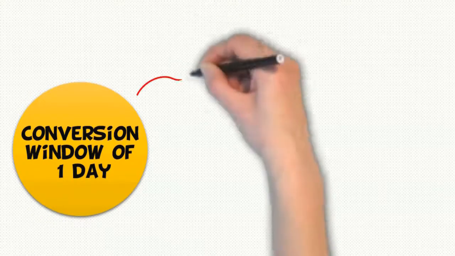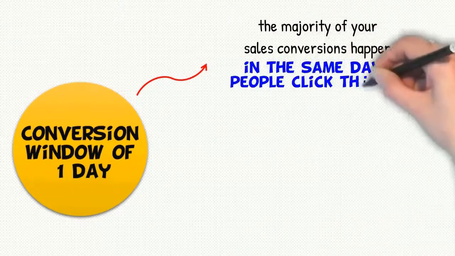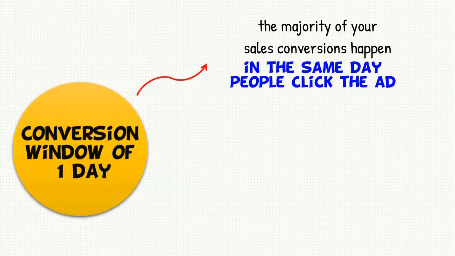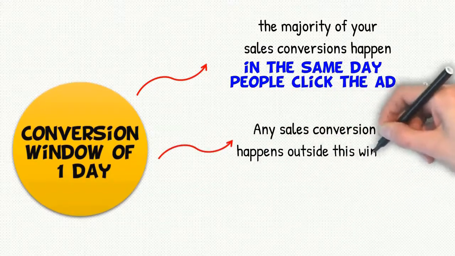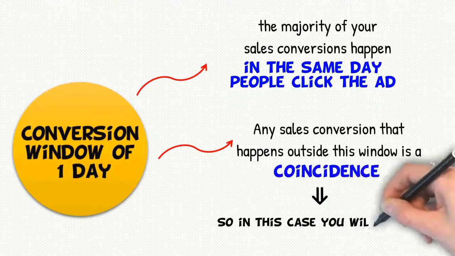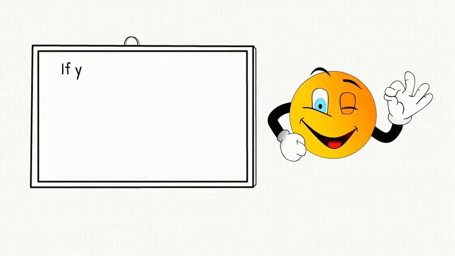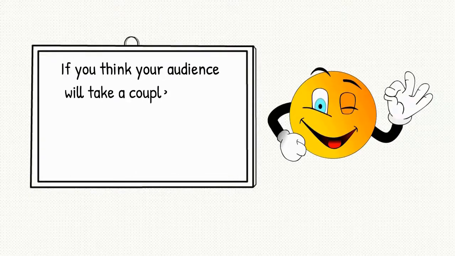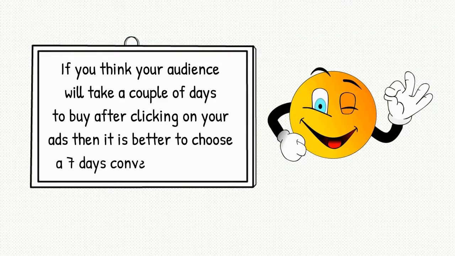By telling Facebook to consider a 1-day conversion window, you are telling Facebook that the majority of your sales conversions happen in the same day people click on the ad. And any sales conversion that happens outside this window is just a coincidence. So in this case, you will lose data. That's why if you think that your audience will take a couple of days to buy after clicking on your ads, then it's better to choose a 7 days conversion window.